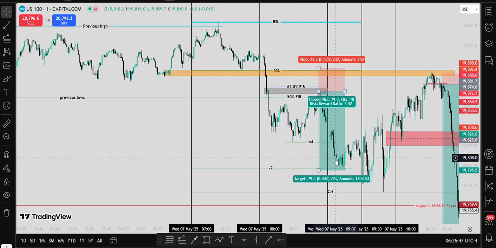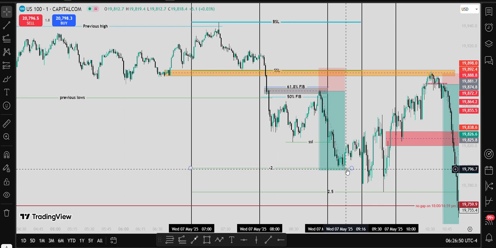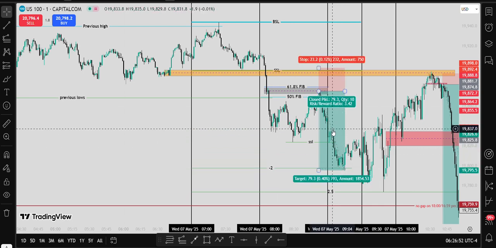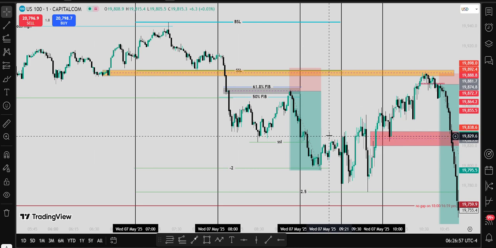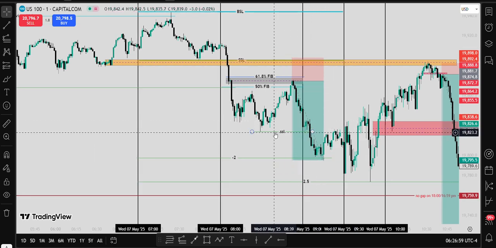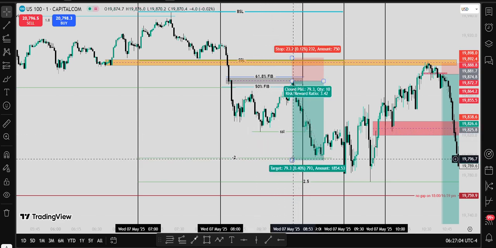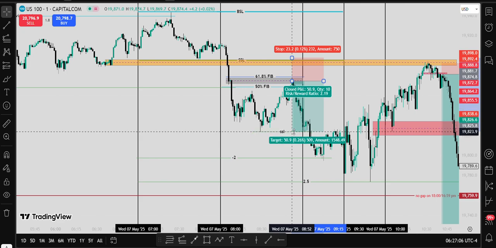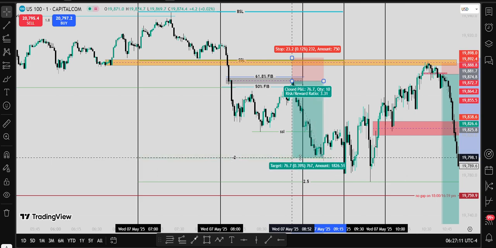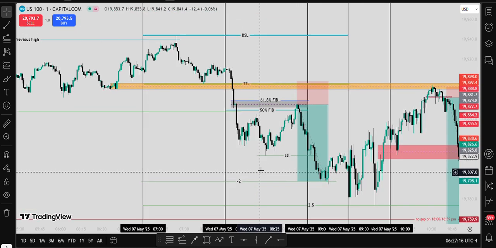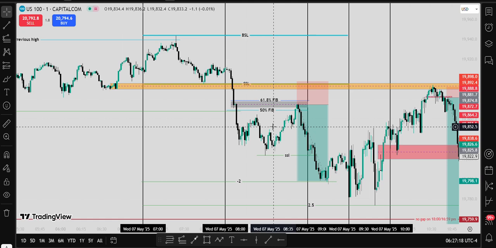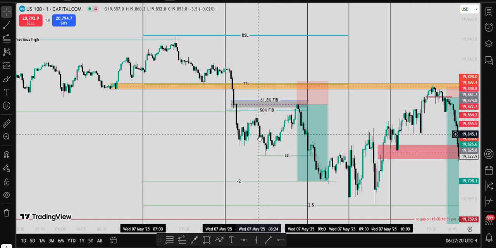But how far it would have gone was based on whether you know how to measure. If you can see clearly, the measurement that I took, somebody would have been satisfied by this low being taken first, and that would have been a very great trade. But for some, they would have still caught this if they knew how to measure. And thanks to this video, some of you are going to also know how to measure.